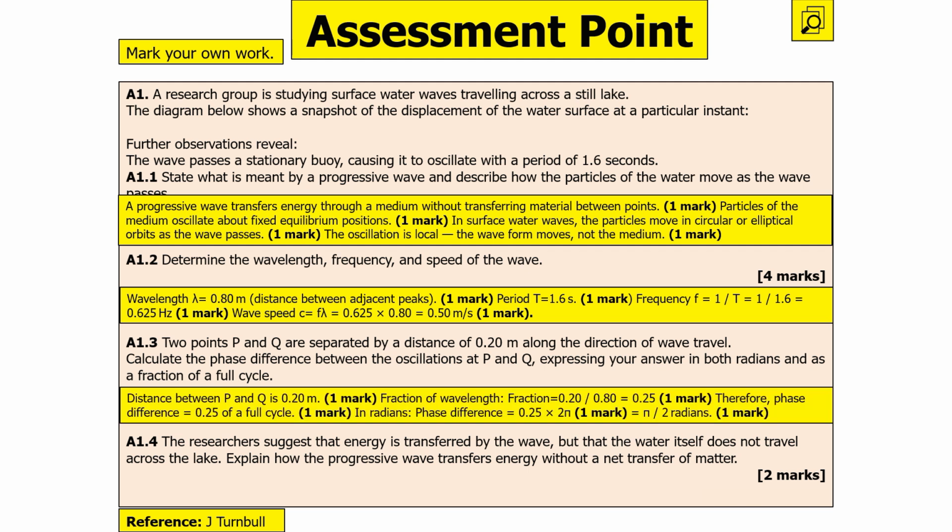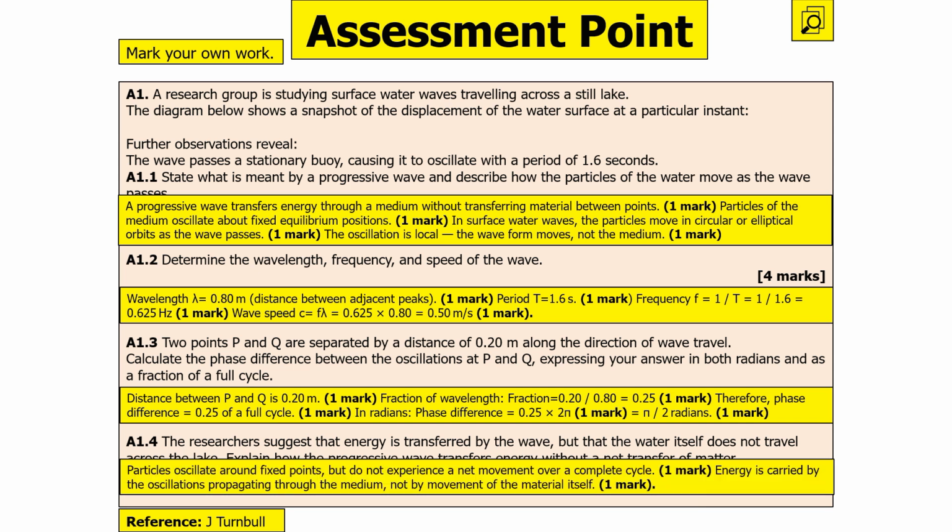Now the difference between P and Q is 0.20 meters. So as a fraction of the wavelength, that's 0.2 over 0.80, so it's 0.25. So therefore the phase difference is a quarter of a full cycle. Now in radians, we know a full cycle is 2 pi radians, so therefore the phase difference is pi over 2 radians. Now particles will oscillate about fixed points, but they don't experience a net movement over a complete cycle. The energy is carried by the oscillations propagating through the medium, not by the movement of the material itself.